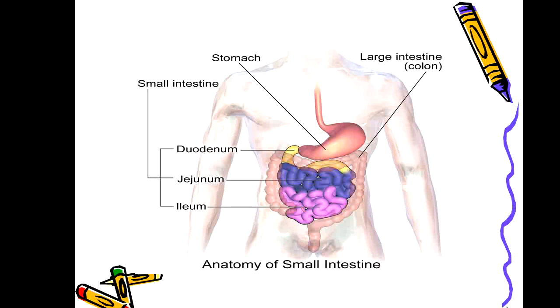As you can see in the diagram, this colored portion is the small intestine. The small intestine extends from the stomach to the large intestine. You can see that it connects the stomach with the large intestine. The small intestine basically consists of 3 main parts: one is the duodenum, the second is the jejunum, and the third is the ileum.